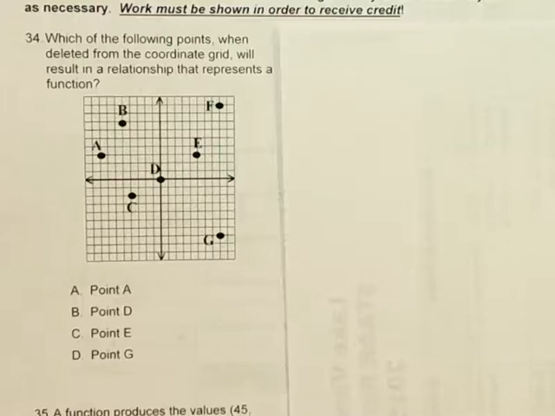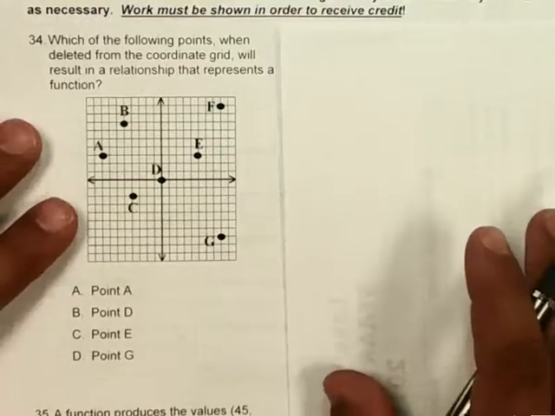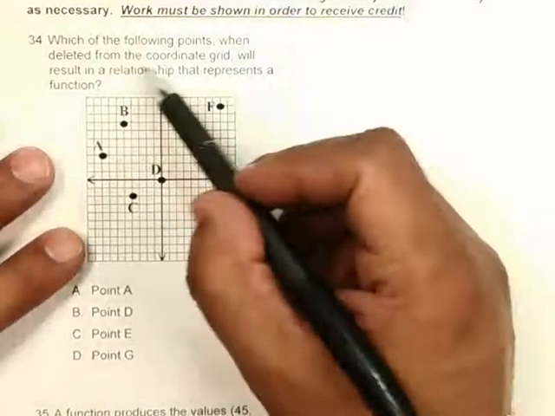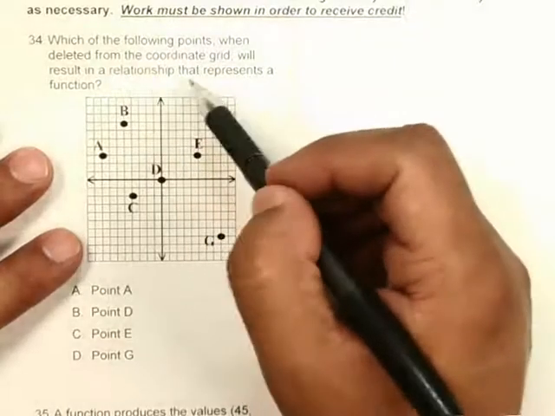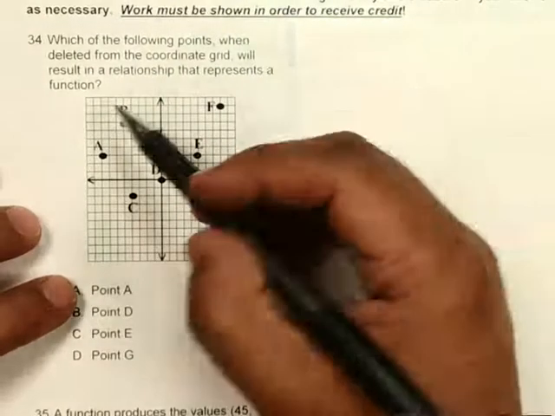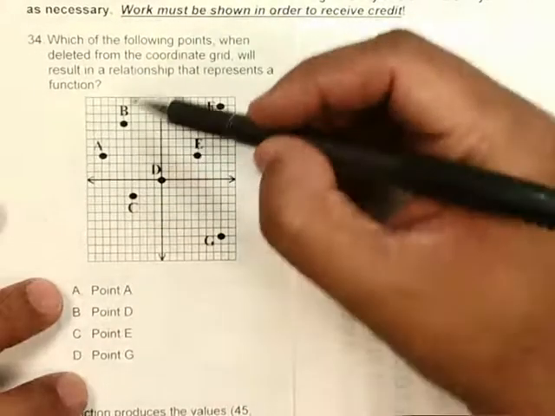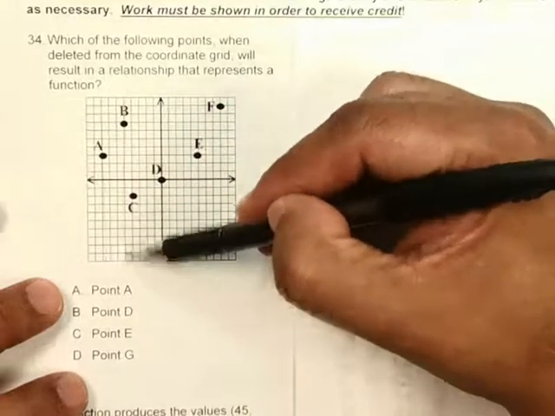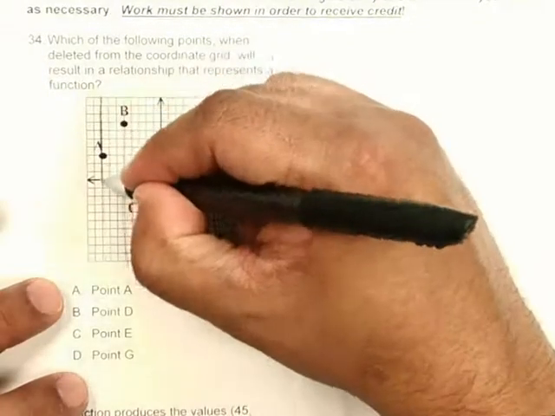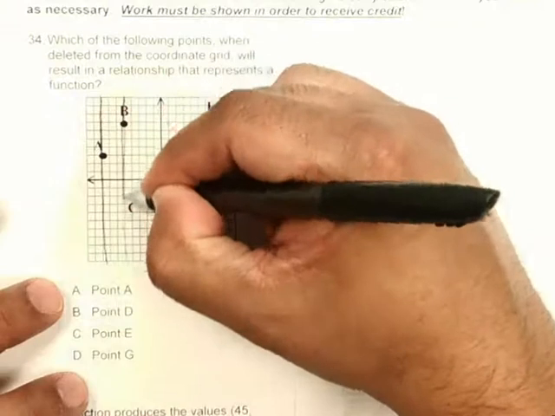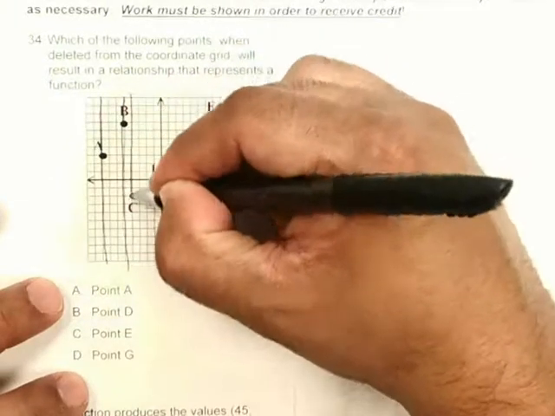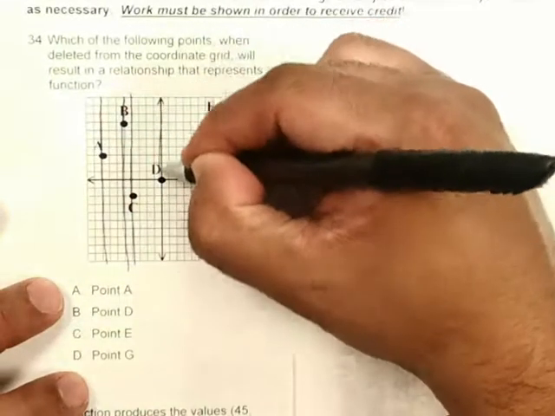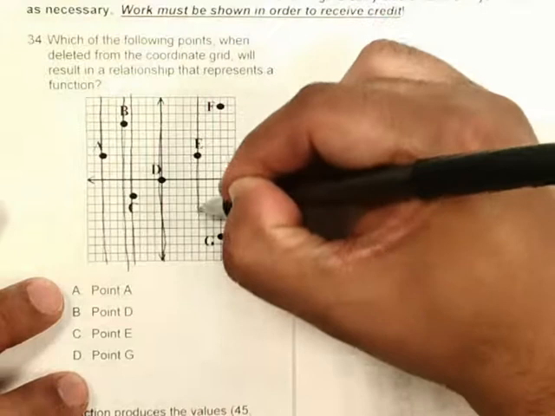All right, here's the last page of the review. Which of the following points, when deleted from the coordinate grid, will result in a relationship that represents a function? All right, now remember, for it to be a function, we have this vertical line test. So if I'm going straight up and down here, where all these points are, okay, these vertical lines cannot touch more than one point.